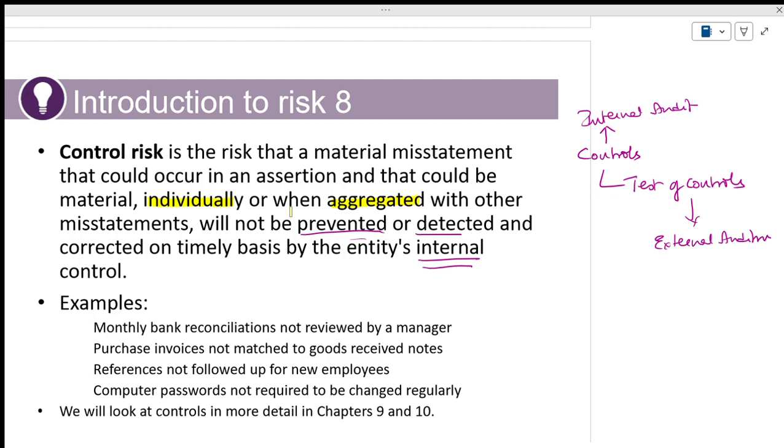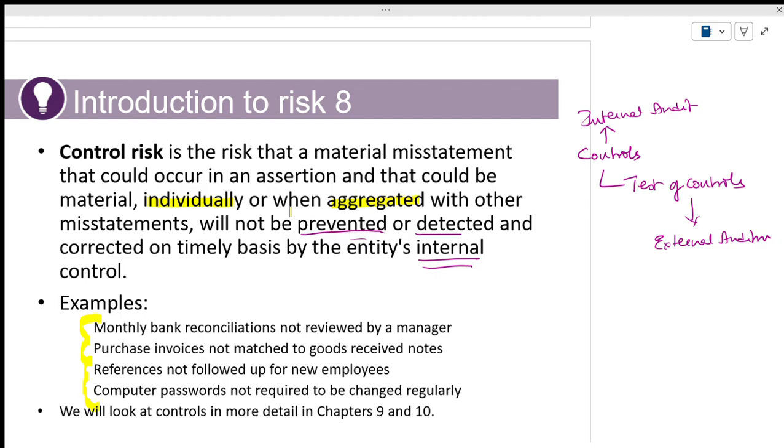What are the things? What are the controls? What they are saying? Monthly bank reconciliations, the same points will be tested in examination. They are not going to ask anything else. Bank reconciliation: every month we have to do bank reconciliations. If we are doing bank reconciliations, fine.